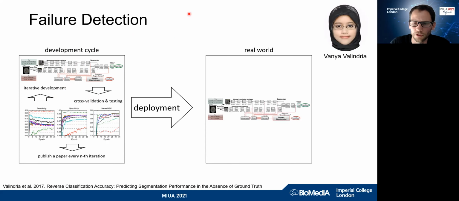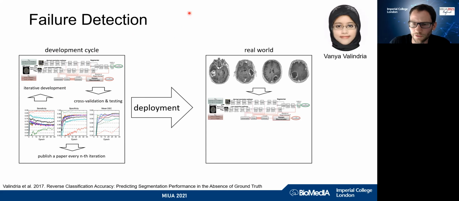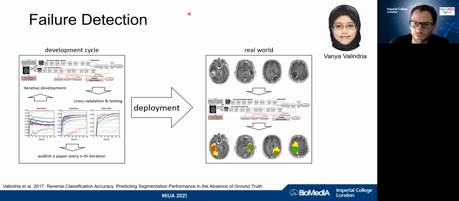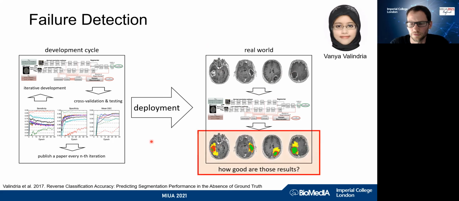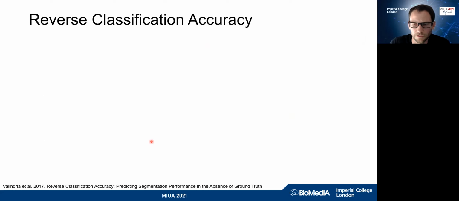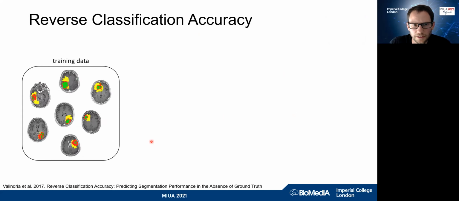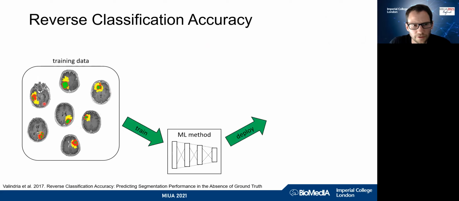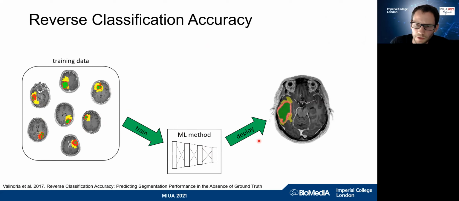Now, in the real world, there's no ground truth, or at least it's not available. So how do we know, for instance, if we do segmentations with a neural network, and then we get something out on which we do quantitative measurements, how good are those results really in the absence of ground truth? So this is where RCA comes in. The idea of RCA is actually quite simple again. We take the training data initially to train a machine learning method, for instance, to do image segmentation. We then deploy that method. And what do we now do with these predictions?